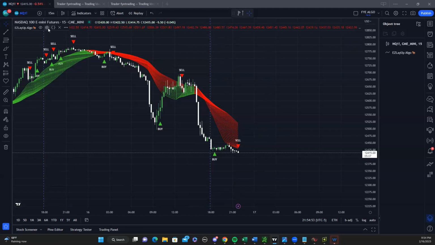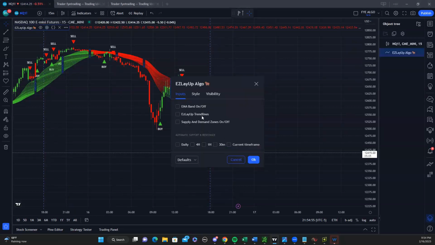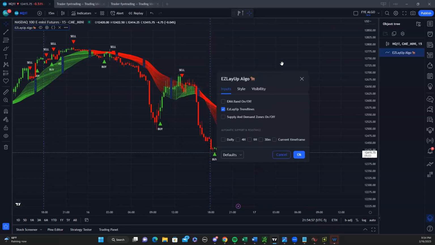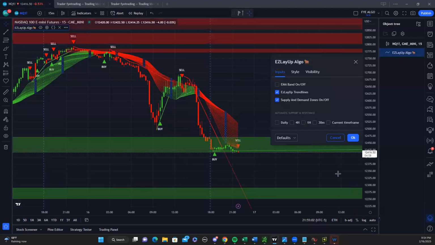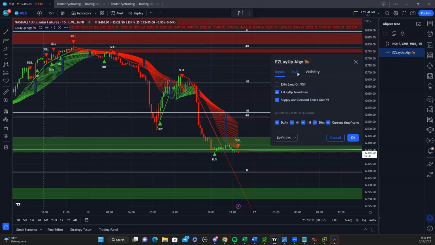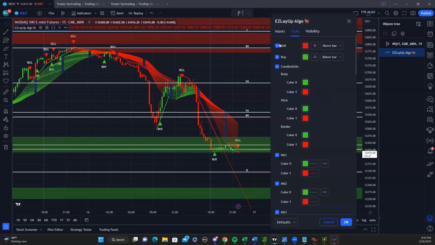Also, if you go to the settings tab, you can put trend lines on the chart. You can also put supply and demand zones if you like. You can also put daily, 4-hour, 1-hour, 30-minute, or current time frame support and resistance lines. You can turn off the buy and sell indicators if you like, or you can put them back on. You can change the symbol. You can put it above the bar or below the bar. I just leave it as it is.